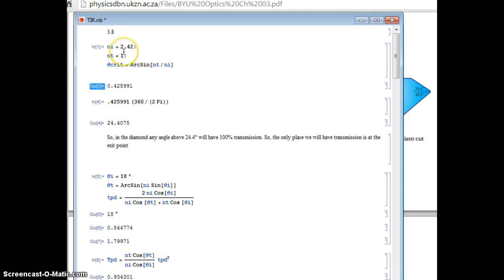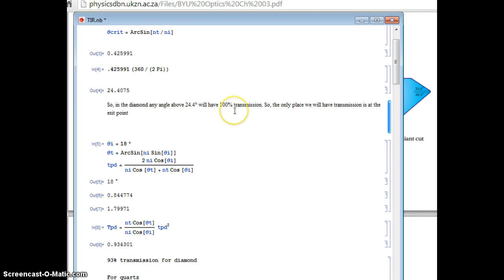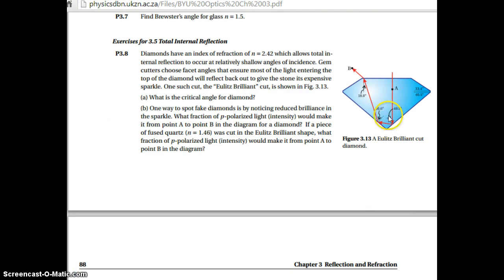So the index of refraction of the diamond is 2.42, and the n of the air is 1. So first I calculated the critical angle using that formula, and I got 24.4 degrees. I just converted from radians to degrees. So anything above that will have 100% transmission. The only place where we'll have transmission, according to this diagram, everything is above that except for the exit, which it needs to.